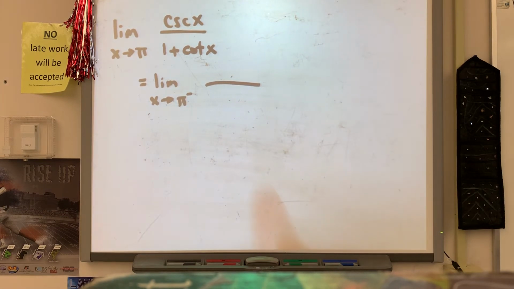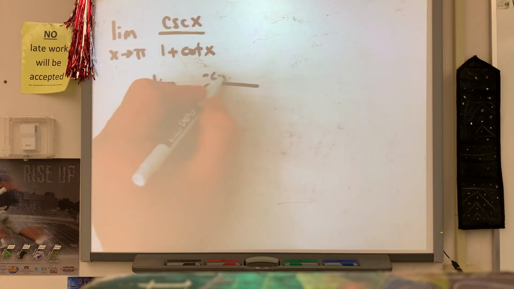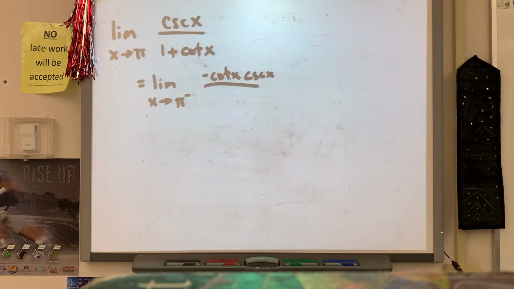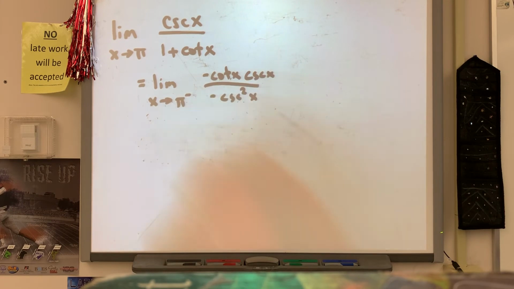Maybe you guys have them memorized better than I do. It's something you should have down. The derivative of cosecant x is negative cotangent x cosecant x. The derivative of cotangent x is negative cosecant squared x. Okay? Now, anytime you're trying to evaluate limits and you have opportunities to simplify, please do.